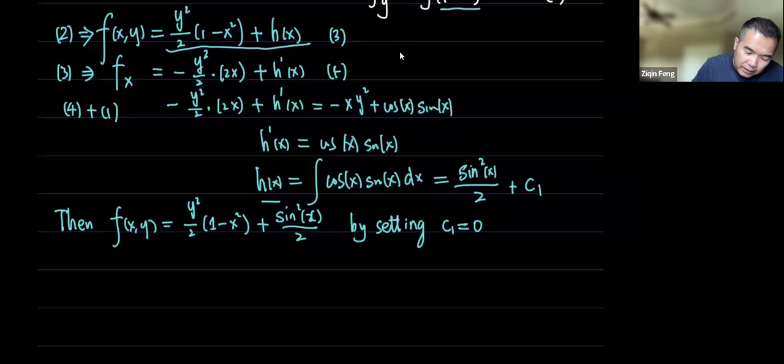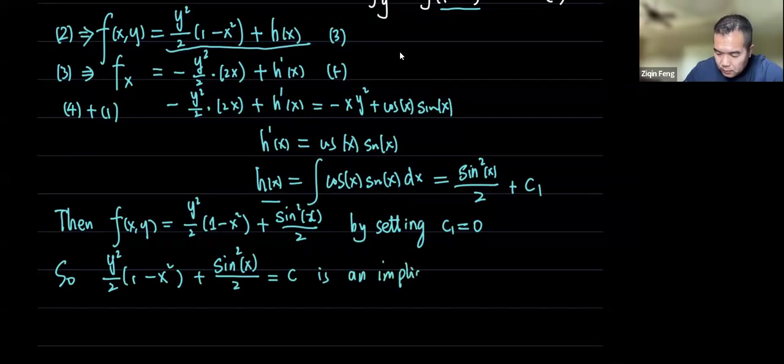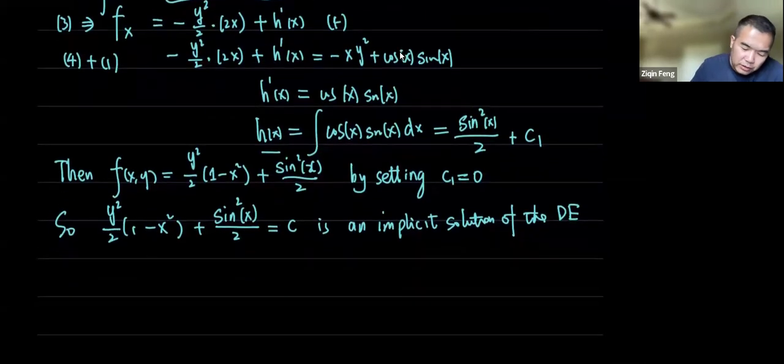And finally, y squared over 2 times 1 minus x squared plus sine squared of x over 2 equal to c is an implicit solution of the differential equation. But we have an initial condition, right? We know that y of 0 equal to 2. We want to figure out what c is, right?